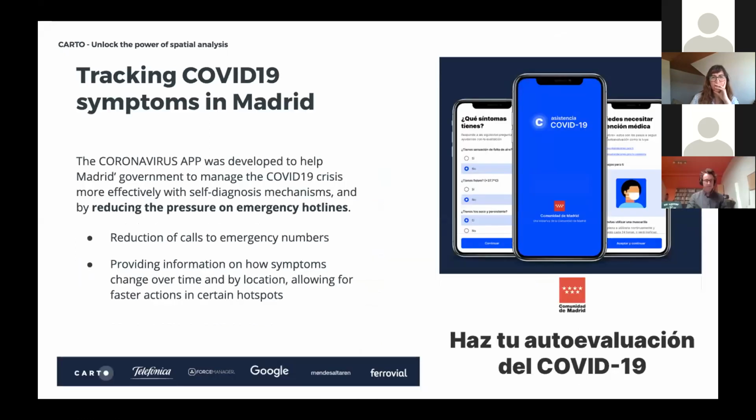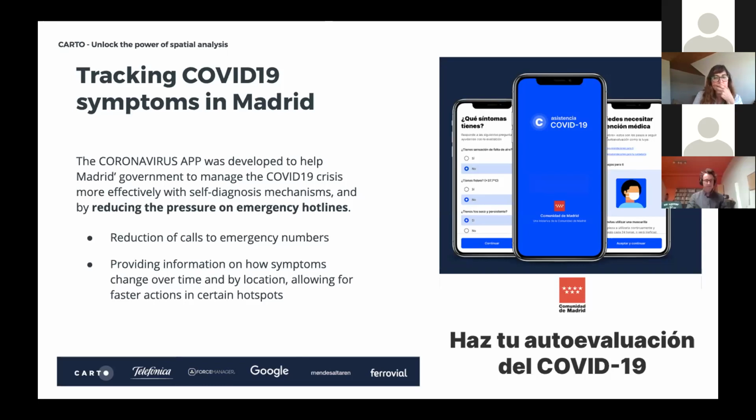So we have already talked about self-assessment apps. At CARTO, we have built one first for the government of the Madrid region, and then for other regions as well. This app was not intended as a contact tracing app, but rather as a self-diagnosing tool. It was built in order to reduce the pressure on emergency hotlines at the very early stage of the epidemic here in Spain. It actually led to a reduction of calls to emergency numbers, which were overloaded by requests at the beginning of the epidemic here, and was used to also monitor symptoms as it provides geolocation information on the users.